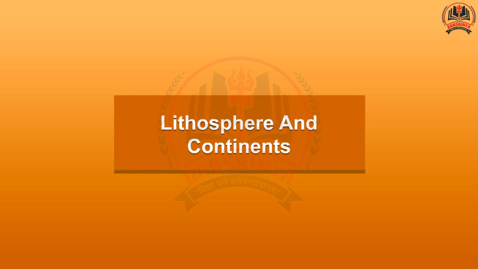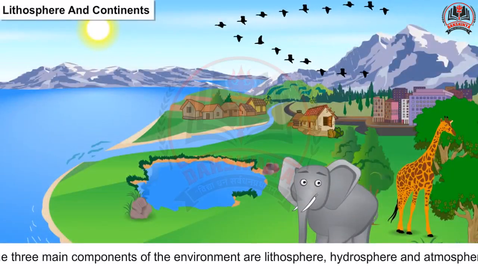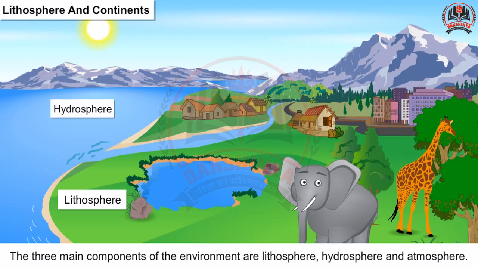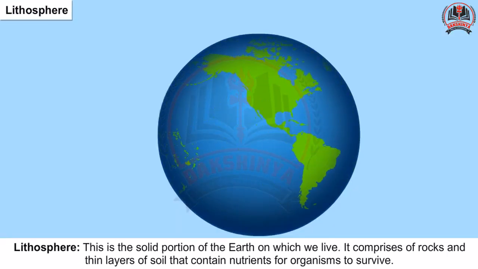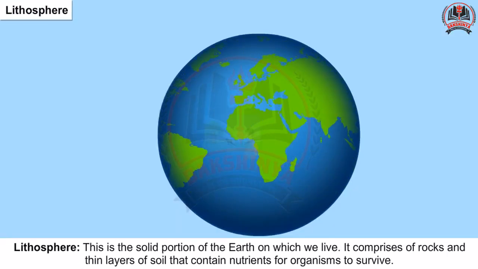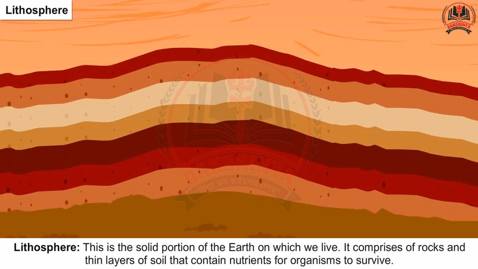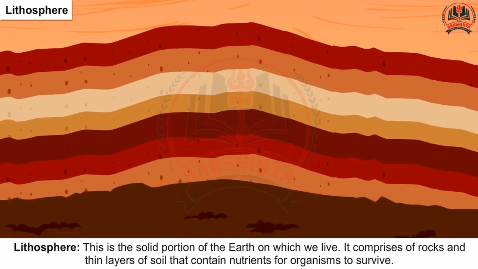Lithosphere and continents. The Earth is the only planet which has land, water, and air that are essential for life. The 3 main components of the environment are lithosphere, hydrosphere, and atmosphere. Lithosphere. This is the solid portion of the Earth on which we live. It comprises of rocks and thin layers of soil that contain nutrients for organisms to survive.